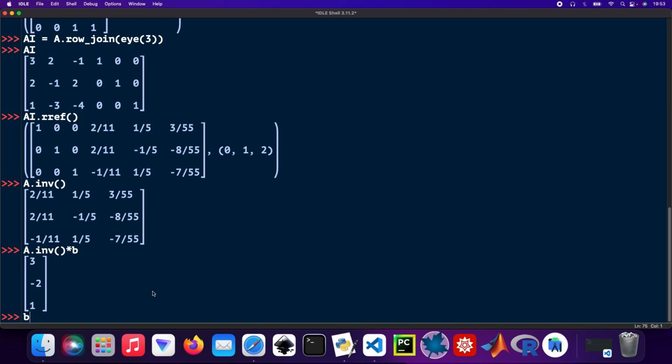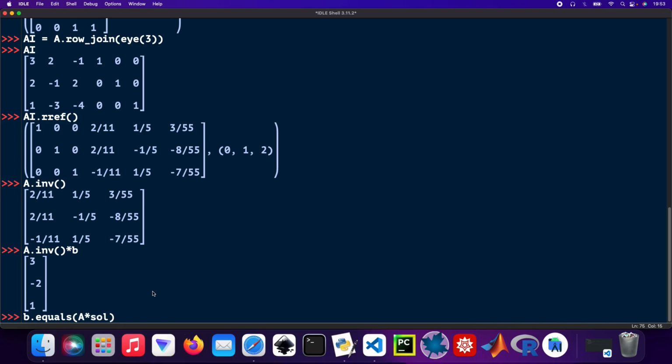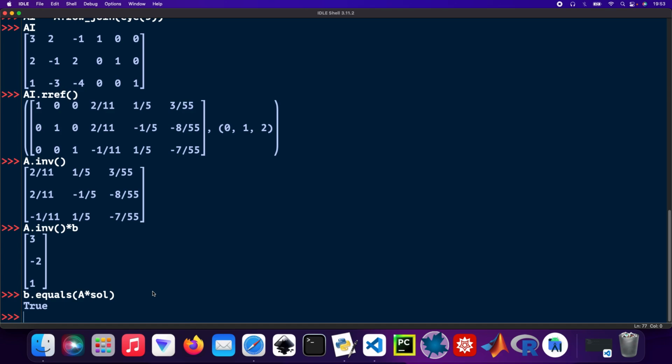And then to find out everything is true, B dot equals A times solution, or solve. Yeah, that will do. Which is true. So it's just a quick way of showing you how to solve a system of equations using different methods in linear algebra.